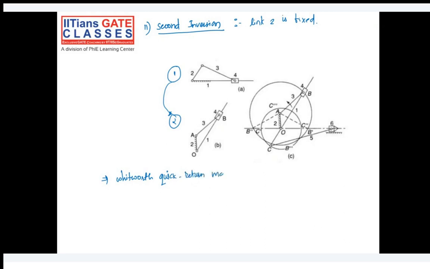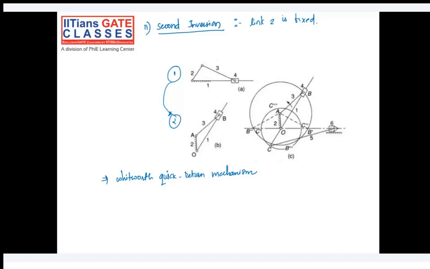So what we want is a mechanism that works in such a way that the forward stroke takes a bit more time compared to the return stroke, because in return stroke there is no work done, it's just an idle stroke, we are not removing any material. So with quick return mechanism, you already know that it is used in shaping machines, correct? And another application of this is rotary engine. So I would suggest you remember these applications of different inversions. You may get match A and B kind of questions.